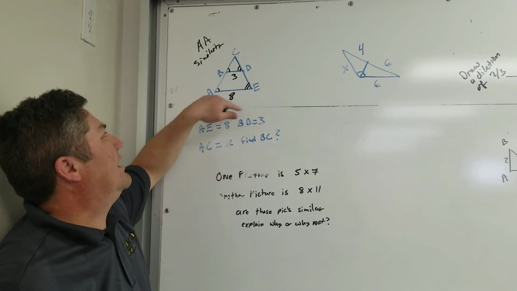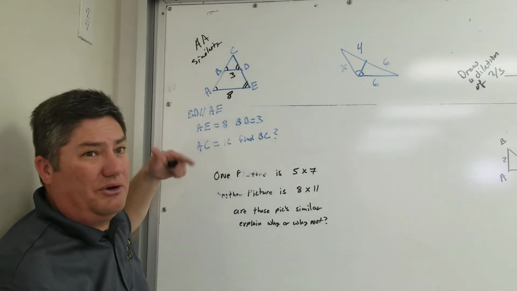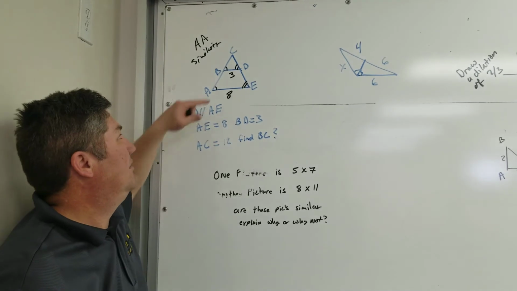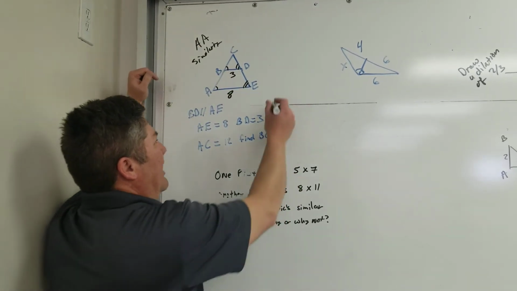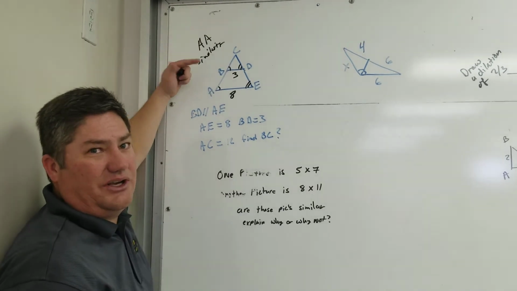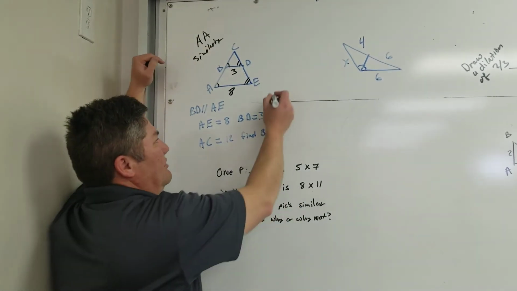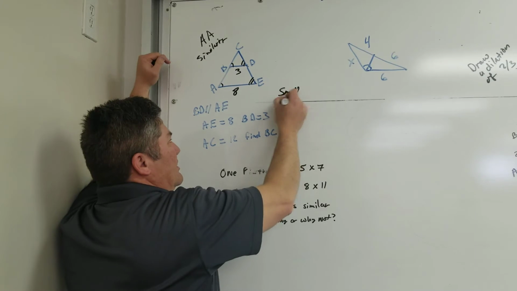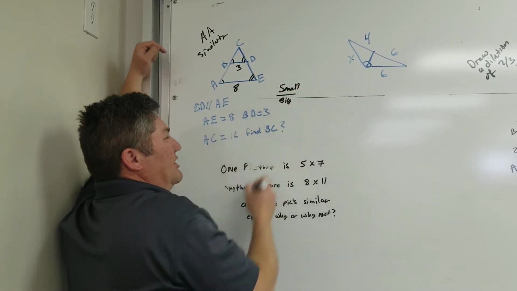AE represents a length of what triangle? The big one or the small one? Well, that's the big triangle. So I'm going to write that on top. Well, actually, I should do small to big, like I've been doing. So it goes top to bottom. So let's do small to big. Okay, that's how I'm going to set up my equation.